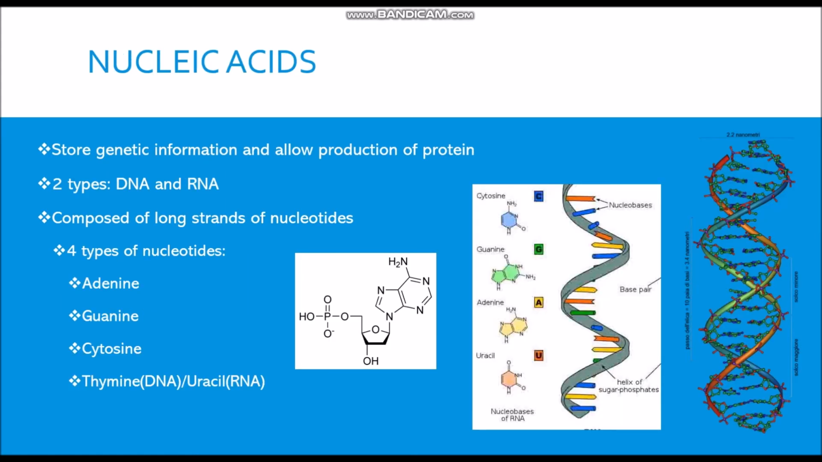And last we have is nucleic acids. So nucleic acids store genetic information and allow the production of protein. There are two types, DNA and RNA. So the one we have on the very right is DNA, and the one in the middle, that's RNA. So they are composed of long strands of nucleotides. So the nucleotide is a single unit for each one, and there's 4 types of nucleotides. So there's adenine, guanine, cytosine, and thymine or uracil. So in DNA it's thymine, but in RNA uracil takes its place.